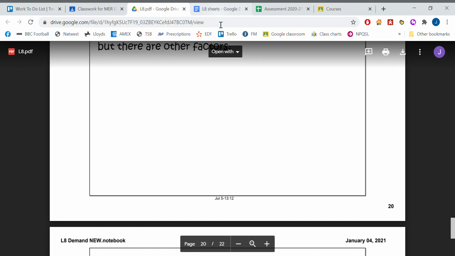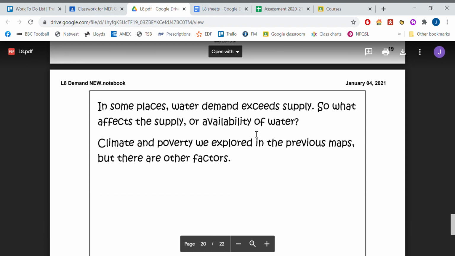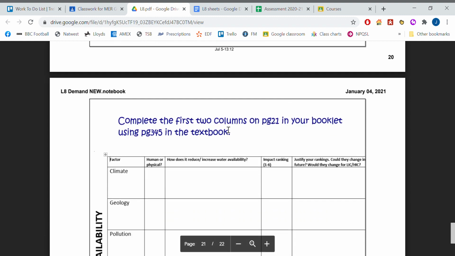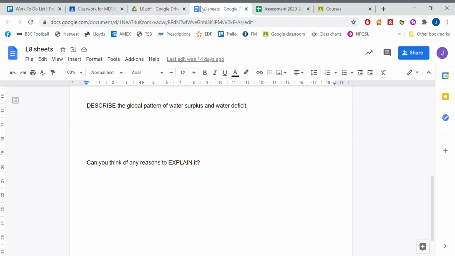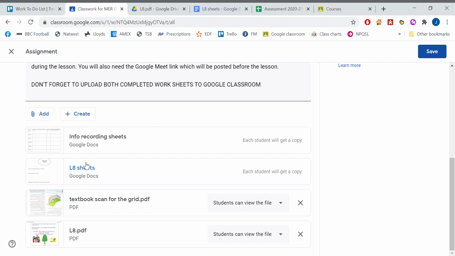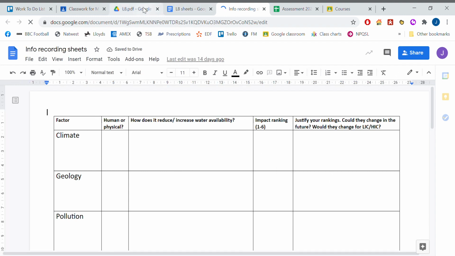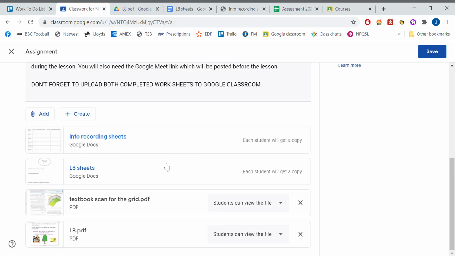Okay, then we need to look at, right, so we know some places we've got water demand exceeds supply, so we need to know what affects supply apart from climate and what affects the availability apart from just poverty. So this is where you go to your other Google Doc, info recording sheets. Okay, and you're going to have to fill these in using the textbook scan here.